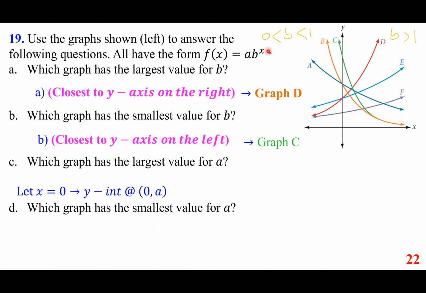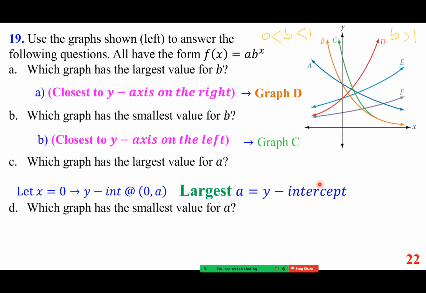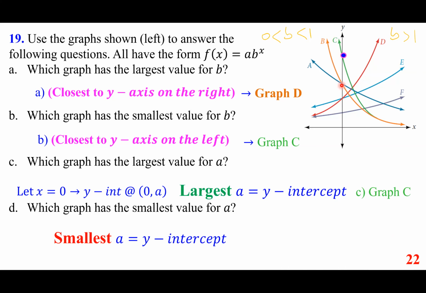So which one has the largest y-intercept? This point, the largest y-intercept. If you look at the y-axis, the largest value would be here for those graphs. Therefore, it's graph C. Which one has the smallest? Again, we are looking at the same concept, namely the y-intercept. Look at the y-intercept for this one, for this one, for this one, for this one. I hope you see that this has the smallest y-intercept. Therefore, the answer would be part F.